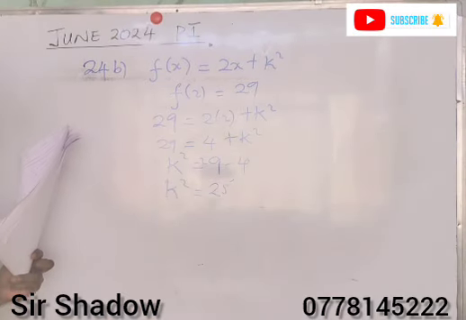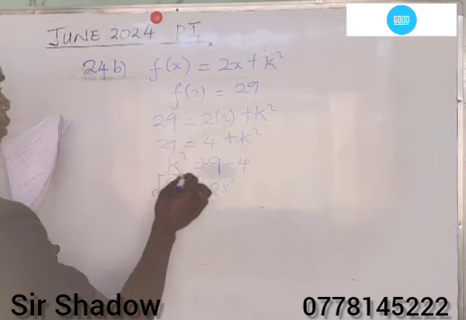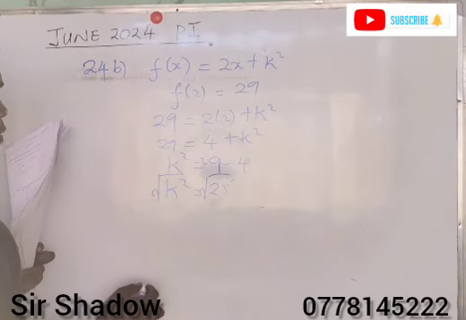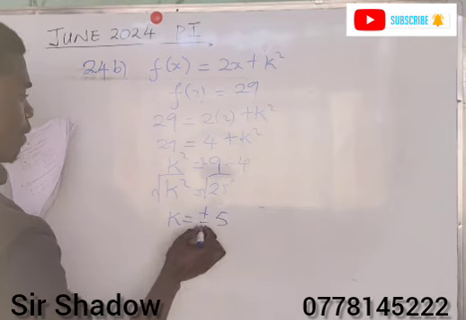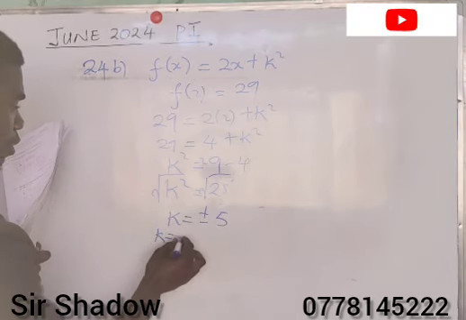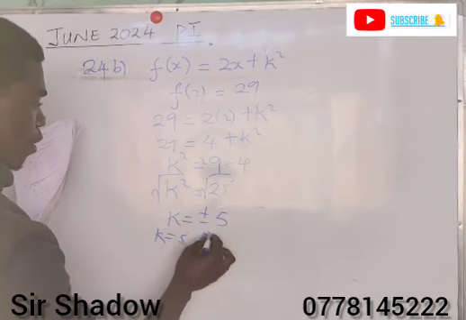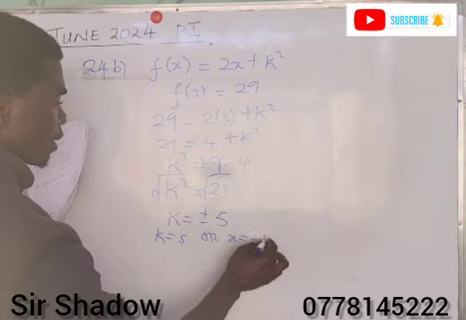We want to find the possible values of k, so you have to take the square root of both sides. Therefore, k equals plus or minus 5, the square root of 25. So k equals 5 or k equals minus 5.